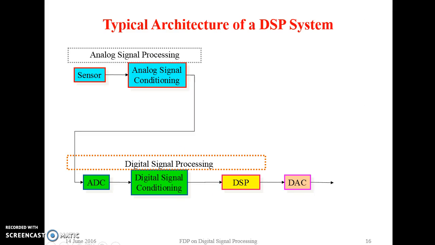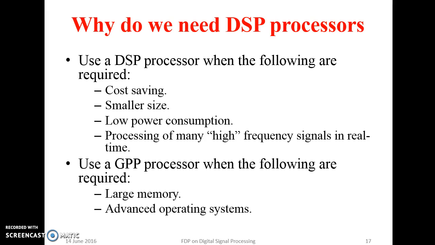So this is our typical architecture of a DSP system. First we will be giving an analog signal, and at last we will be getting a digital signal. So we will be using a sensor followed by analog signal conditioning. The analog output of this analog signal conditioning will be given as input to our analog to digital converter. Next it will be undergoing digital signal conditioning, after that the DSP processor, and finally the digital to analog converter.